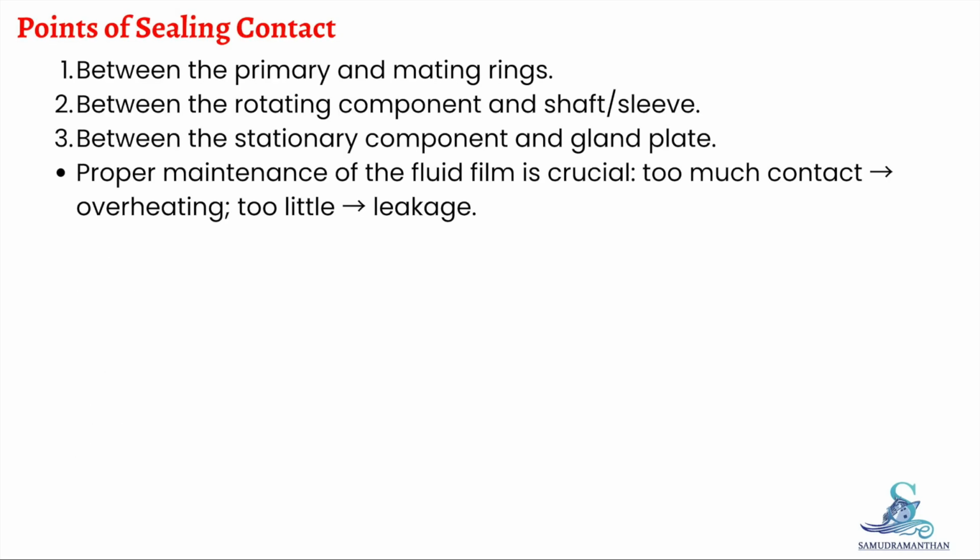Points of sealing contact. There are three main points where sealing occurs in a mechanical seal. Between the primary and mating rings, this is the main dynamic seal face. Between the rotating component and shaft or sleeve, ensures tight sealing around the shaft. Between the stationary component and the gland plate, prevents leakage from the housing.